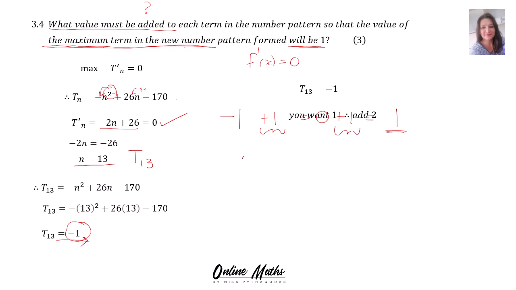Therefore, add 2. And where are the marks? The marks are for finding that it's all happening at n, the 13th term, and then also the value of that 13th term. There's your second mark, and then for your conclusion that you have to add 2.